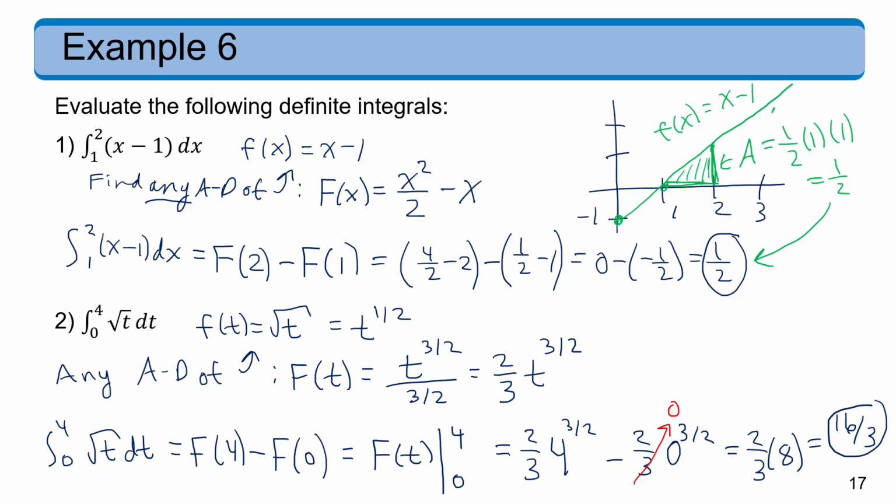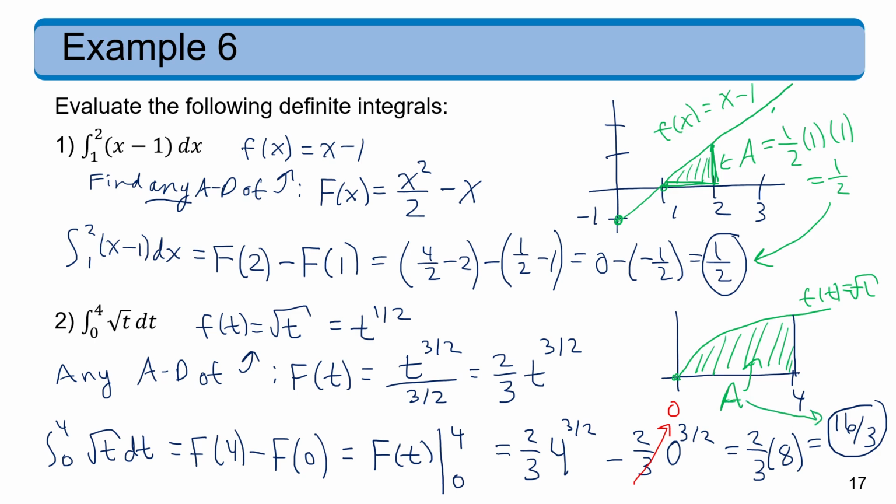So let's look at this one in terms of areas. If we were to sketch this function, f of t equals the square root of t, we know the basic shape of that curve is this. And the interval we're considering is 0 to 4. Okay, so the area that we're finding is this region. And that's not something we could calculate using our geometric formulas because of the curved top. So that's what the region looks like.